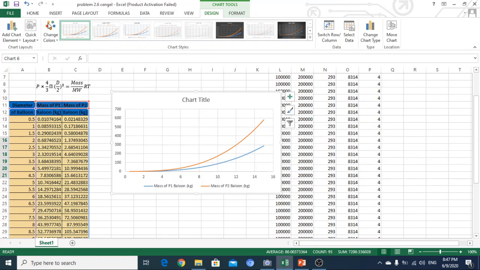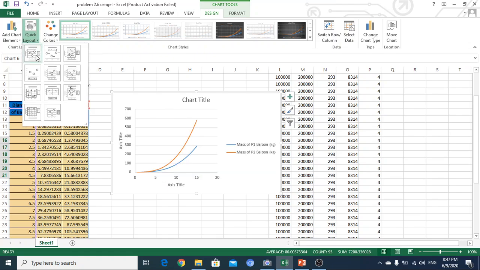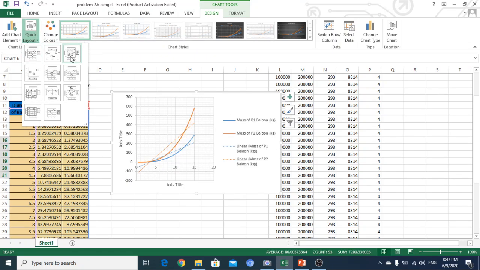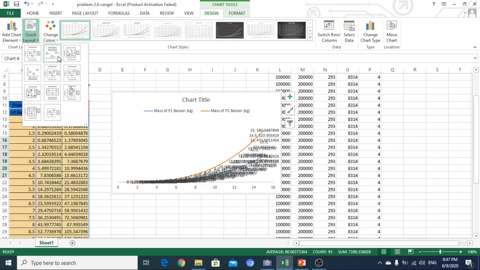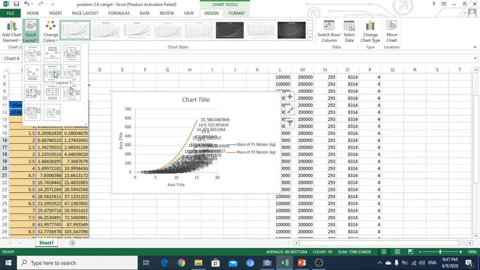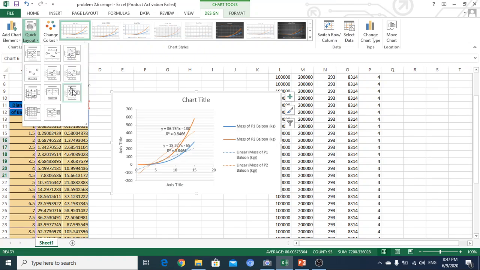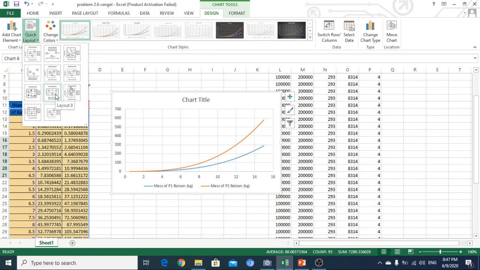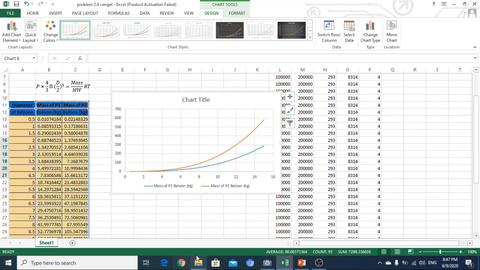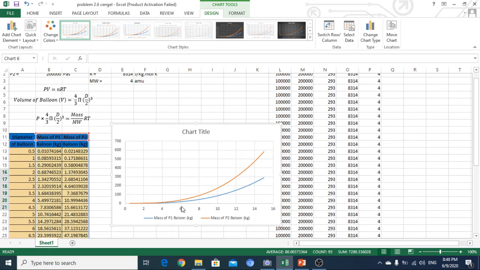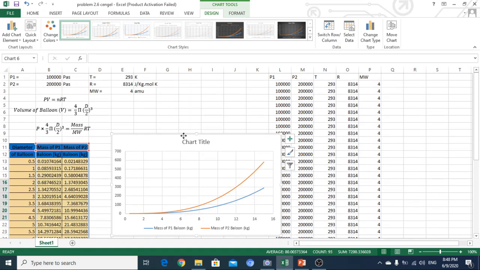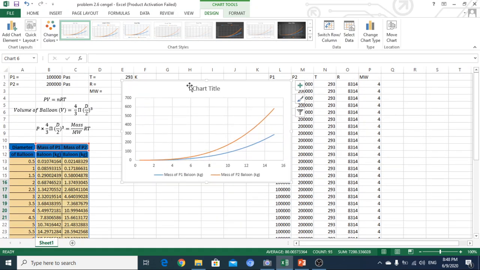So you can modify this graph as well to get actual results, like which is the better one. So it is better. I think we don't need to modify it furthermore. So this is the graph you will get after plotting the values of certain things.